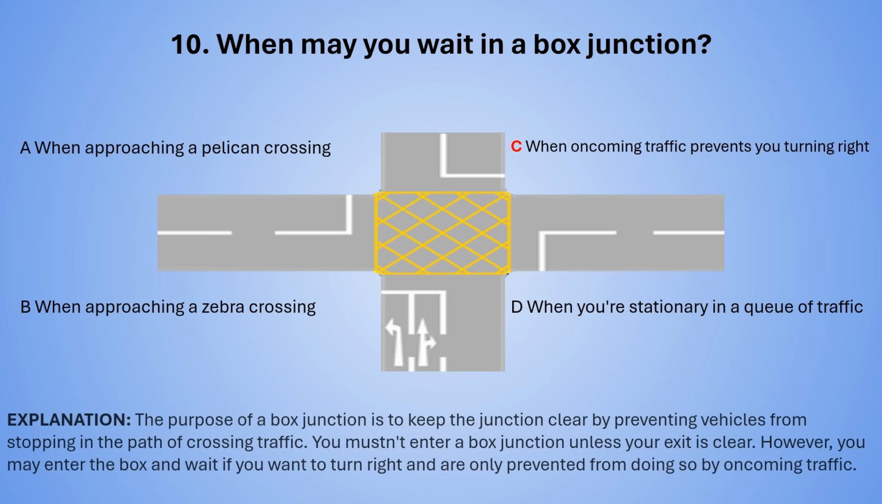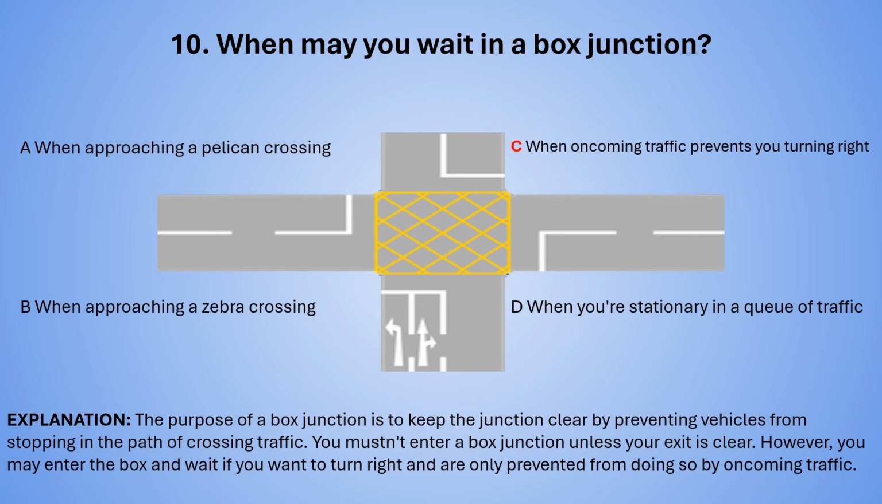Okay, so the purpose of a box junction is to keep the junction clear by preventing vehicles from stopping in the path of crossing traffic. You mustn't enter a box junction unless your exit is clear. However, you may enter the box and wait if you want to turn right and are only prevented from doing so by oncoming traffic.